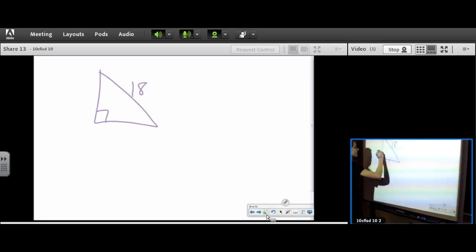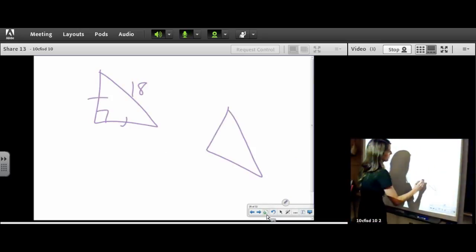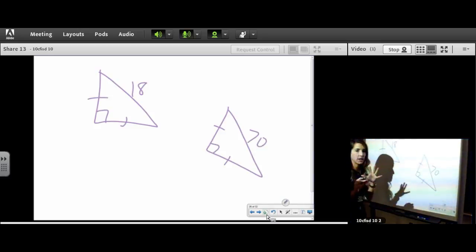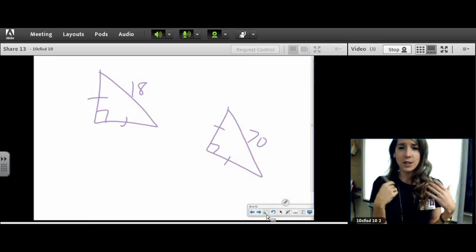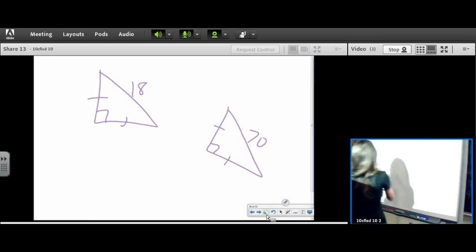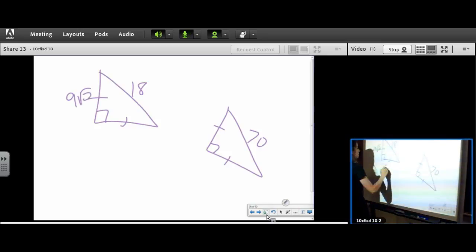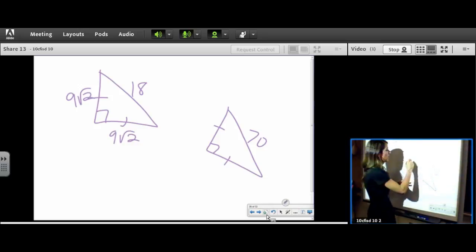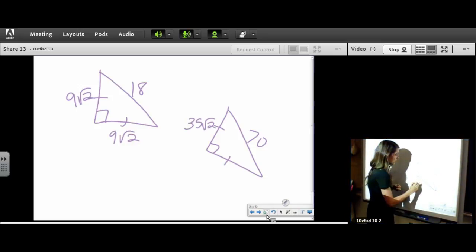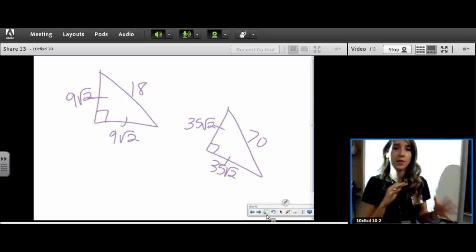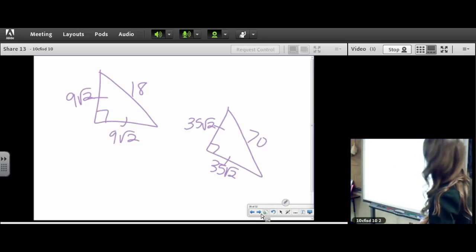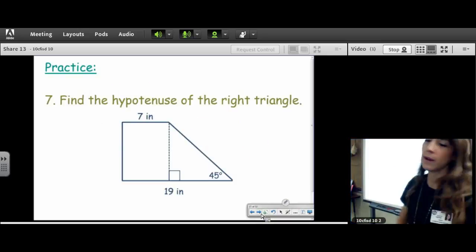So if that was 18, if this was 70, you really don't have to do all that work every time. When you divide by root 2 and rationalize the denominator, yes, you'll get 9 root 2. When you divide by root 2 and rationalize the denominator, yes, you will get 35 root 2. That was not a coincidence that 6 and 3 are half and double. Okay? Okay. Let's do some more. There's 3 examples left.